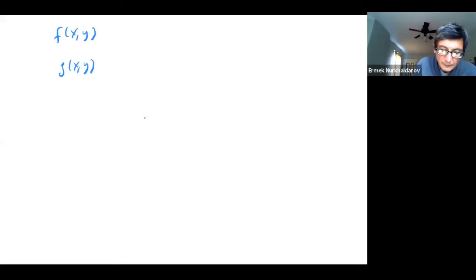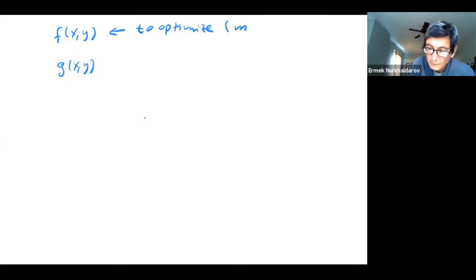So we have two functions, f of x, y and g of x, y. The first function is the function which we want to optimize. And when we're saying to optimize, that means find max or min. Depending on the situation, sometimes you want to find max, sometimes you want to find min.